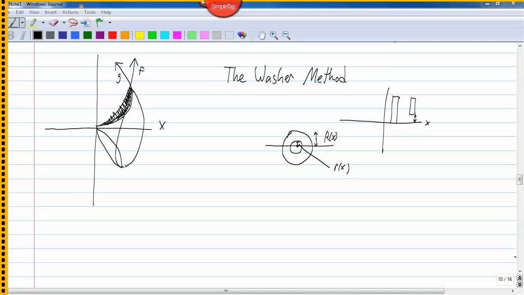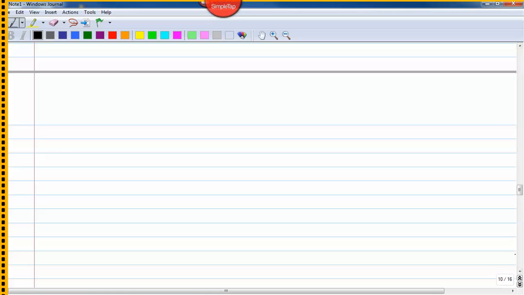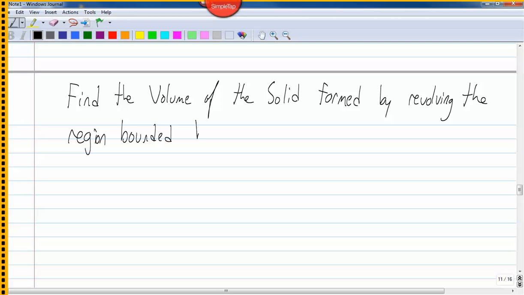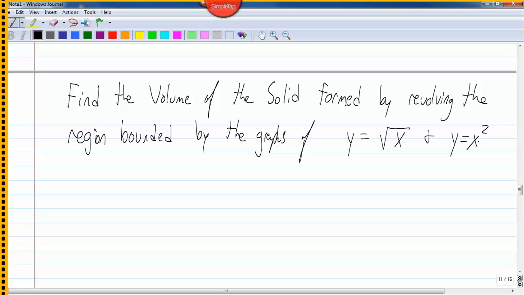All right, so let's say that we want to find the volume of the solid formed by revolving the region bounded by the graphs of y equals the square root of x and y equals x squared about the x-axis.